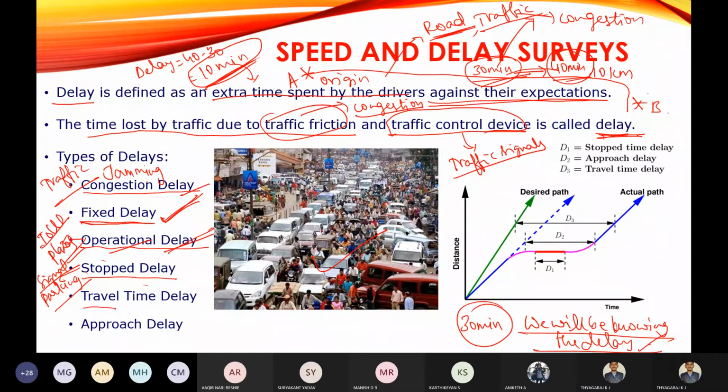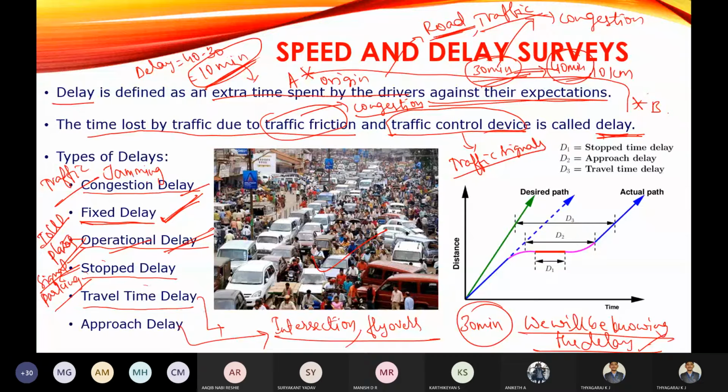Then comes the travel time delay, that is from one place to another place, what we are going to expect. Okay, the delay that we are getting, we are going to call it a travel time delay. Then approach delay. Approach delay means this is in the intersections. Whenever you are entering the intersection, there you can see the approach delay. And in the flyovers, when you are approaching the flyovers, there also you can expect this approach delay. So there are six types of delay.